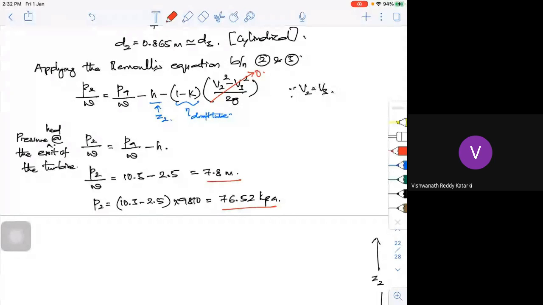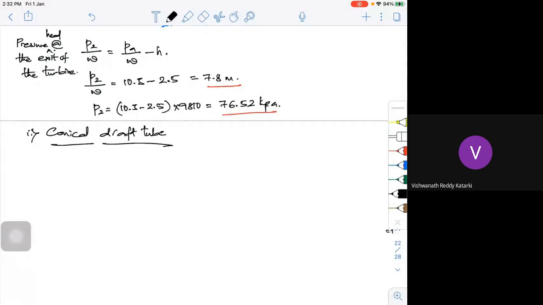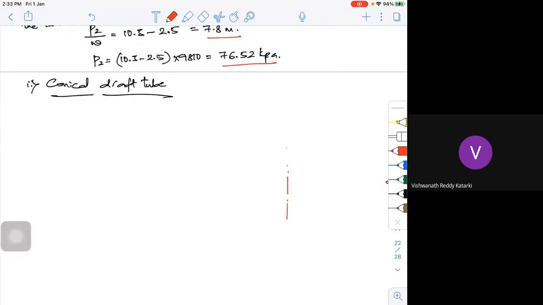Now let's try to draw the conical draft tube. The second case is the conical draft tube. So this is my cone. This is the center axis, and at the top I have the smaller diameter, and at the exit I have a slightly bigger diameter, with alpha around 5 degrees. This is once again D2.